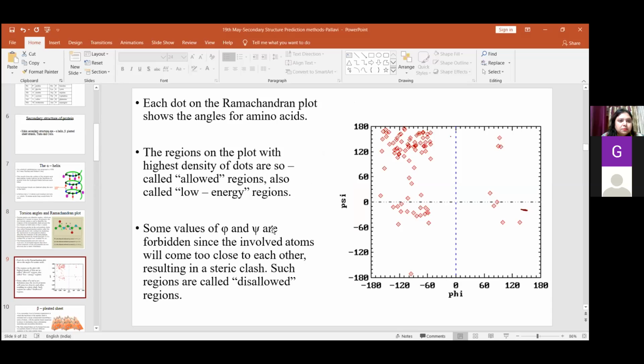Here I have tried to show you a Ramachandran plot. You can see that the dotted regions are the so-called allowed regions, and there are many regions known as forbidden or disallowed regions. So if your value comes in this range, you will have to see, if the phi value is between -180 to 0 and the psi value is between 0 to -180, then the second quadrant comes into being.